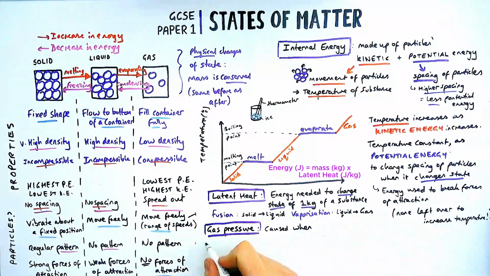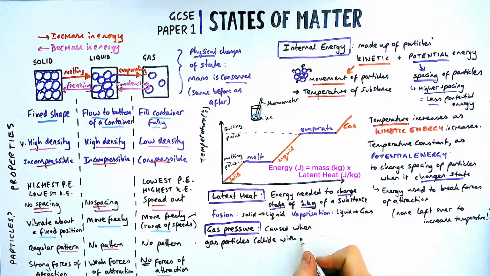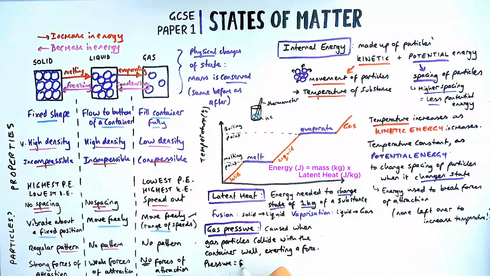Gas particles can be responsible for exerting pressure in a gas, like in a tyre in a car or a bike. They do that because when the gas particles collide with the wall of the container, they exert a force. Now, when that force is in a specific area, we call that pressure. Pressure is known as force per unit area or force divided by area, which is where pressure comes from.